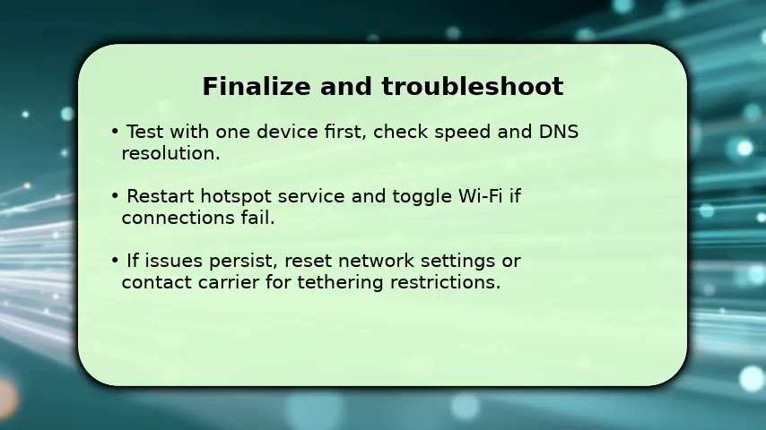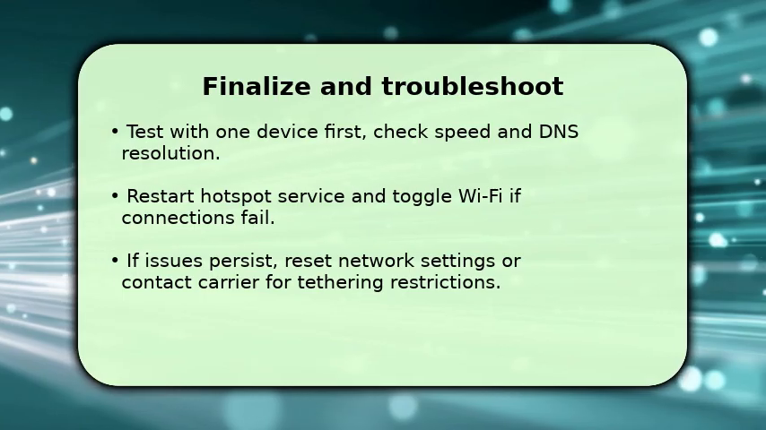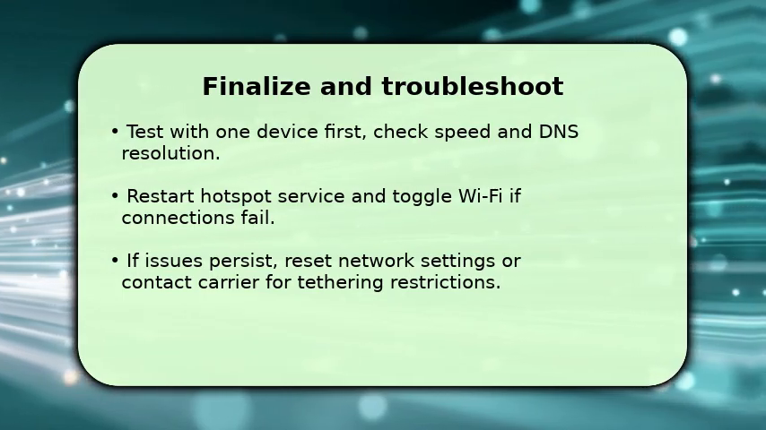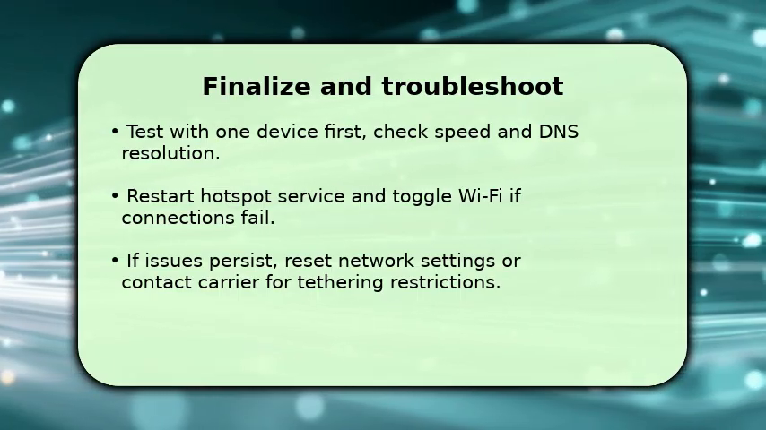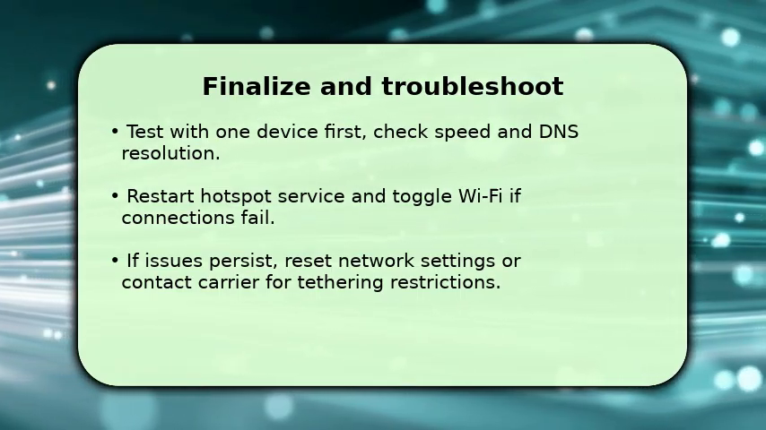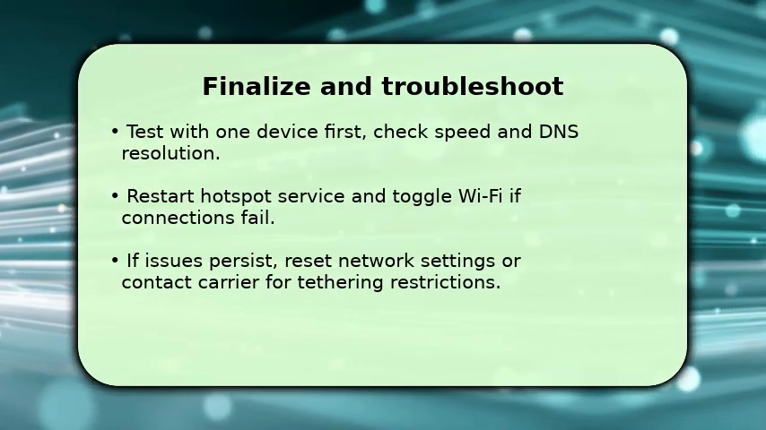You finish by verifying the connection. Connect a single device, run a quick speed test, and confirm DNS resolution. If devices can't access the internet, restart the hotspot service and toggle the phone's Wi-Fi. That often clears routing glitches. Make sure no VPN is forcing traffic off the hotspot.